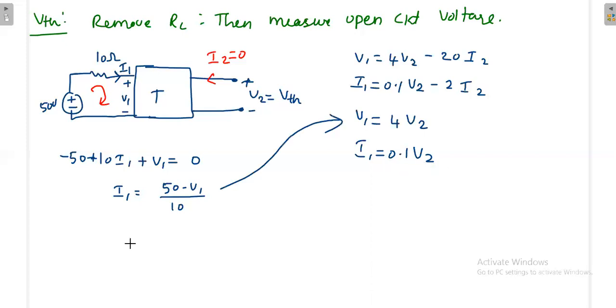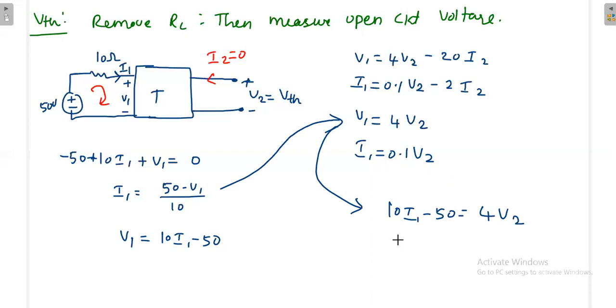In terms of V1, V1 is equal to 10 I1 minus 50. Okay, if you substitute that here, you get 10 I1 minus 50 is equal to 4V2. Then what will you do? I1 is equal to 0.1 V2 is there. Substituting this, we can find V2.